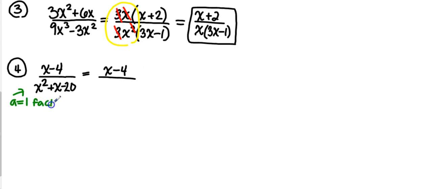Here I see a is 1. So that means, recall, I'm looking for factors of c that add to b. So I'm looking for factors of negative 20 that add to a positive 1. What are we thinking? I'm hoping 4 and 5 come to mind, where 4 will be negative. The resulting factors will be x minus 4 times x plus 5.